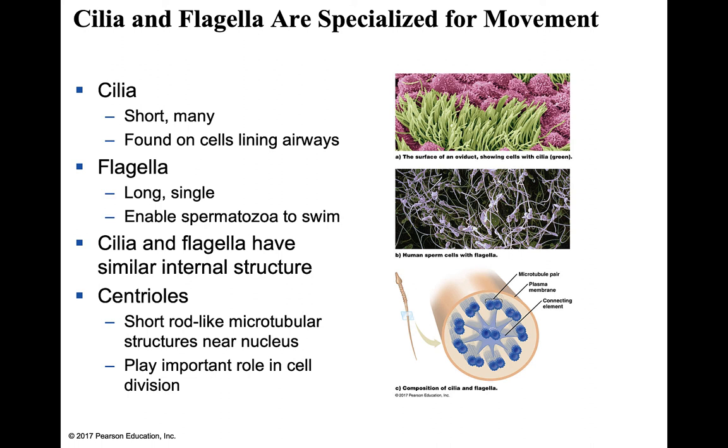Flagella are found only in sperm, and that is the structure of sperm that provides the swimming ability that sperm have. Now, cilia and flagella have similar internal structures, so they have these overall as far as a tube. And then we have centrioles, and centrioles are primarily involved in cell division, and I'm really not going to spend a lot of time talking about those.